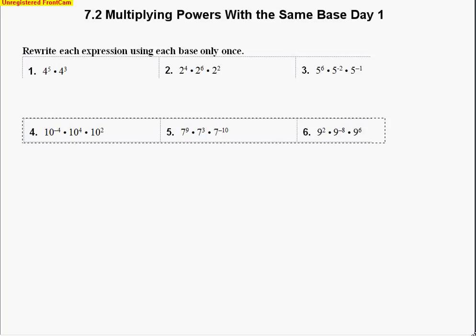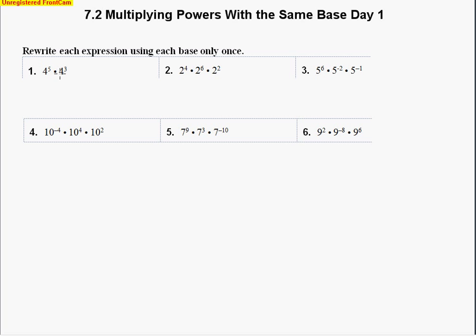This is the lesson for Chapter 7, Section 2, titled Multiplying Powers with the Same Base, day number 1. So let's take a look at our first type of problem that we'll end up seeing. Here we are asked to rewrite each expression using each base only once. The rule with multiplication is that if we have the same base, we can add up the exponents.